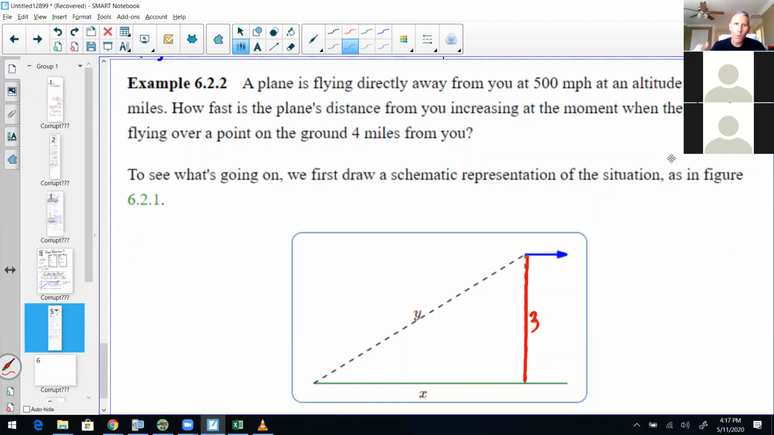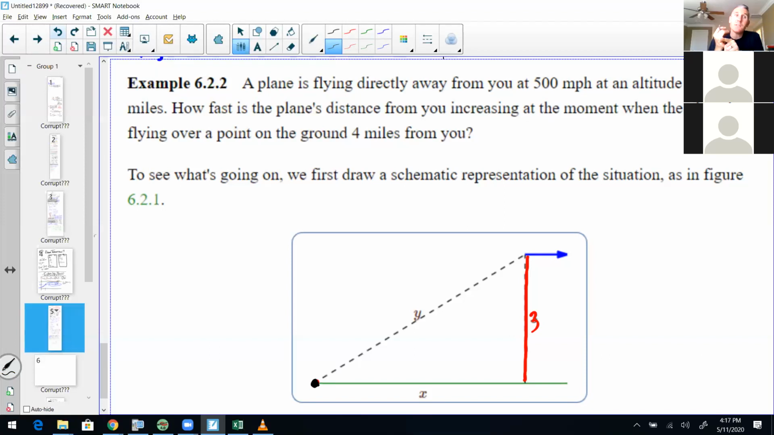Now, what some people want to do is they say, okay, it's 4 miles from me. So let's say that I'm right here. That's where I am. So this must be 4. And they put 4 in. You cannot plug in anything for the other variables that are changing until after you differentiate. Okay? So that's the main thing there, you have to keep the variables.